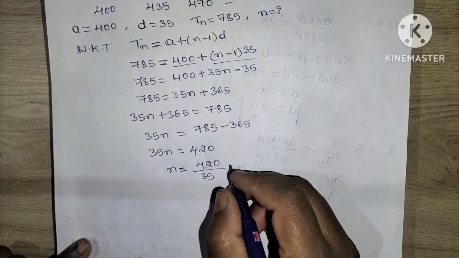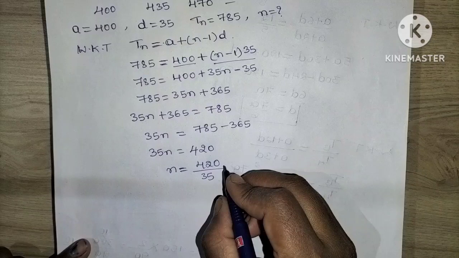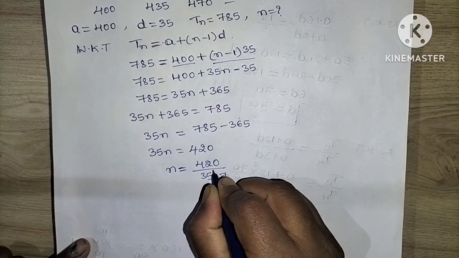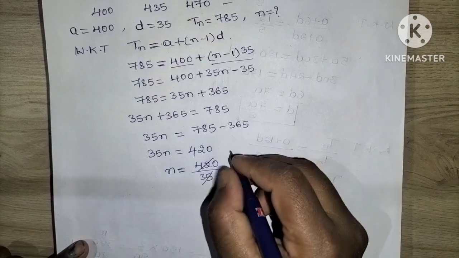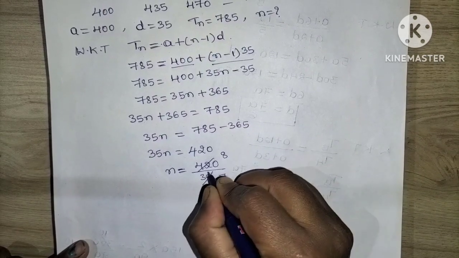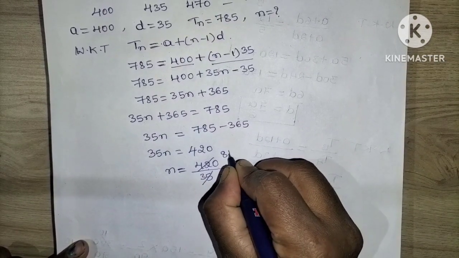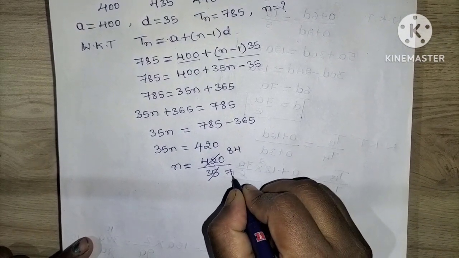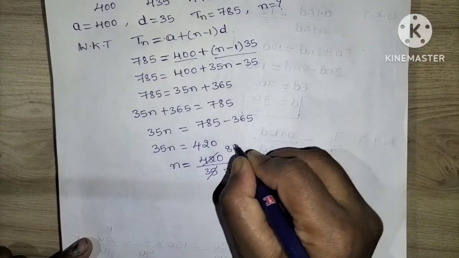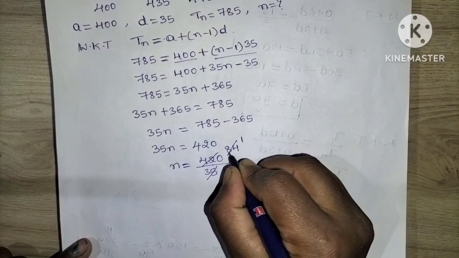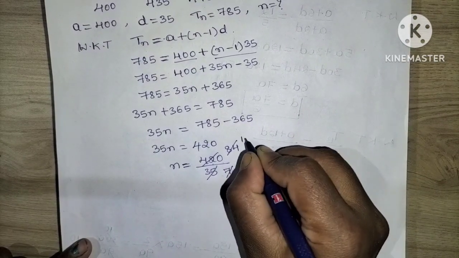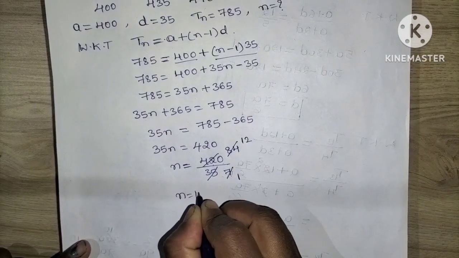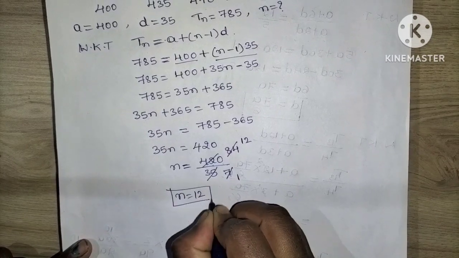Both numbers are divisible by 5. 5 sevens are 35, 5 eights are 40, 5 fours are 20. So it becomes 84 divided by 7. 7 ones are 7, 8 minus 7 is 1, bring down the 4 to make 14, 7 twos are 14. So n is equal to 12.